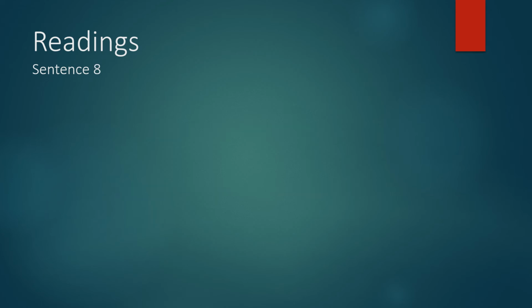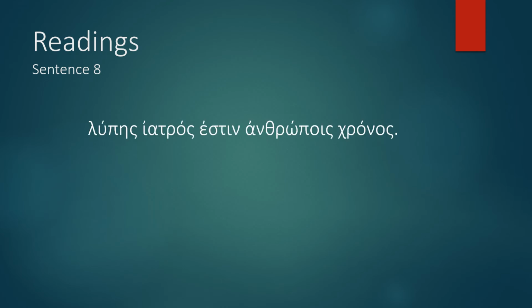With our next sentence, we're getting a bit more complicated. Lupês iatros estin anthrôpois chronos. Our first time using the dative here on anthrôpois. Lupês, genitive, from lupê. I like to be able to provide English derivatives for things, or even Latin, but I don't know if there are any for lupê. Also, this is a word of doubtful Indo-European origin. I don't know any cognates in any languages, but we're familiar with iatros already.